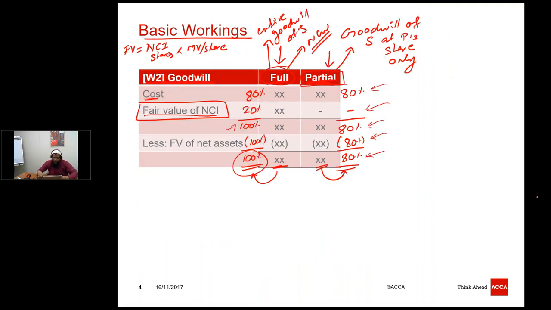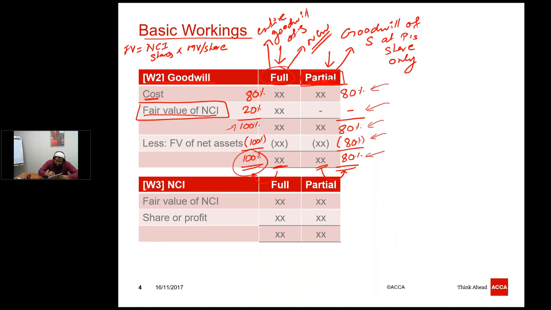Okay, now let's discuss working number 3. Working number 3 is actually NCI. Now NCI will also differ according to the goodwill method. If the goodwill method is full goodwill method, we are going to start from the fair value of NCI that we have also used over here, the same value that we have used in the goodwill. And then we are going to use the share of profit which we have calculated in working number 1. So the fair value of NCI is coming from working number 2, and the share of profit is coming from working number 1. So this will be the value of the NCI.